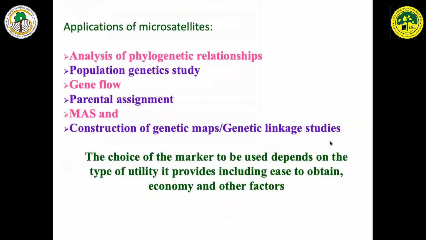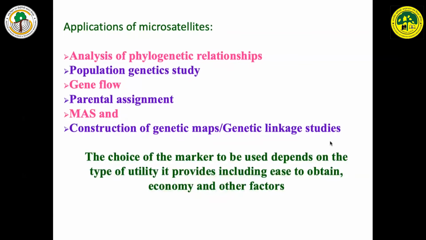Most often they are used in developing phylogenetic relationships, population genetic studies, gene flow and parental assignment, especially when parentage issues come up. It is one of the markers used in animals, plants and human beings. They are also used for marker-assisted selection in breeding programs, and for construction of genetic maps and genetic linkage studies. So there are many ways we can use these markers.